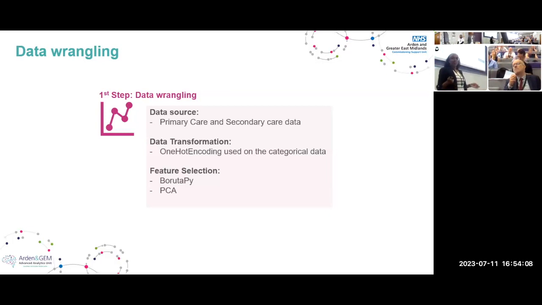Another feature selection that we used is PCA, principal component analysis, which is a dimensionality reduction algorithm. It allowed us to look at the whole data set and reduce it to the most important features, which reduced our data set to 5 features, 5 elements.